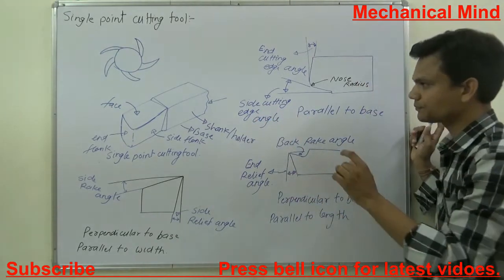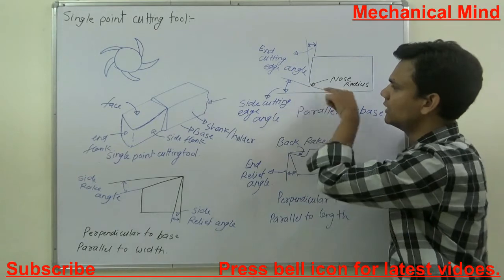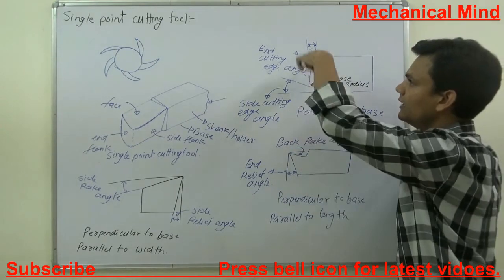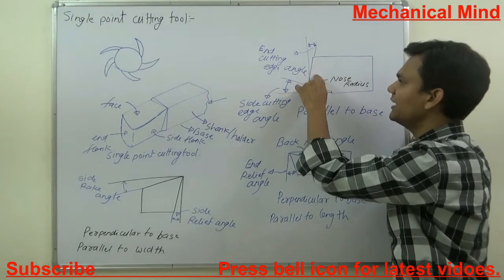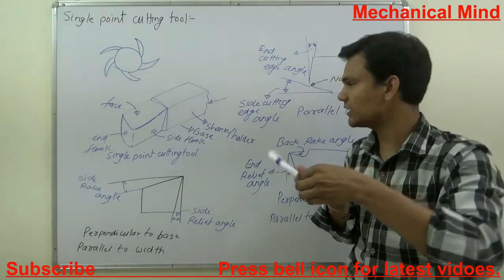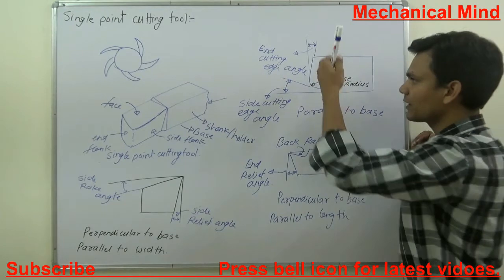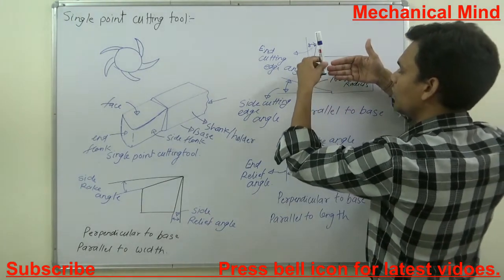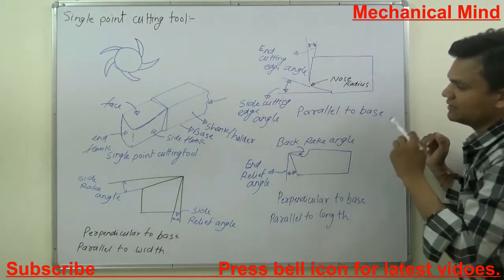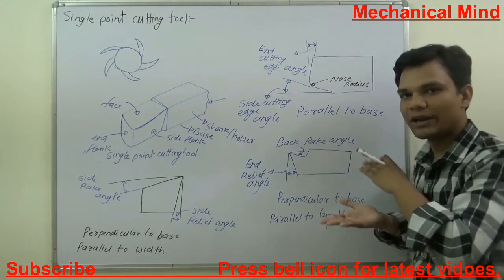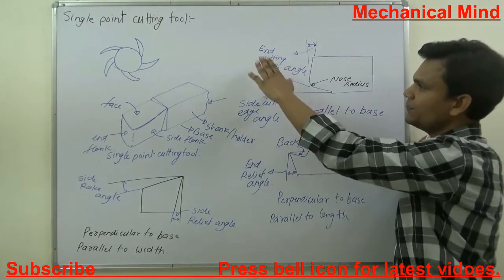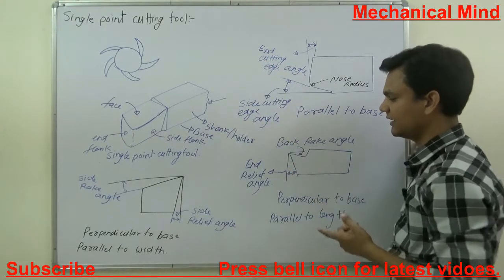Side cutting edge angle is the angle between the side cutting edge and a line drawn parallel to sink or holder of the tool. And the end cutting edge angle is the angle between the end cutting edge and a line drawn perpendicular to sink, but in horizontal direction. So this is end cutting edge angle. This is obtained if we cut the tool parallel to horizontal or parallel to base, or by a horizontal plane. So here we obtain two angles, that is end cutting edge angle and the side cutting edge angle.